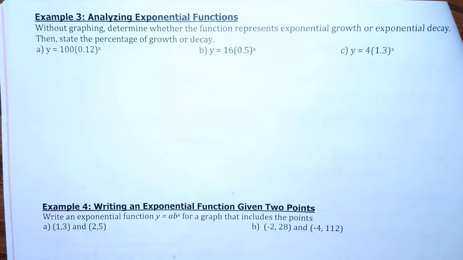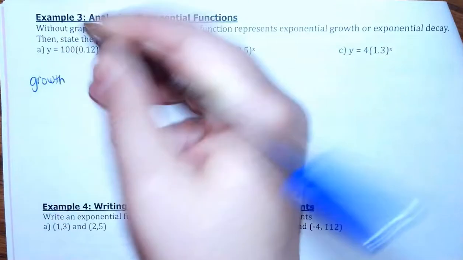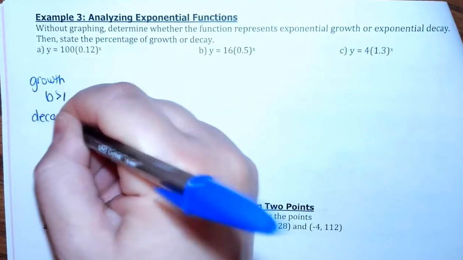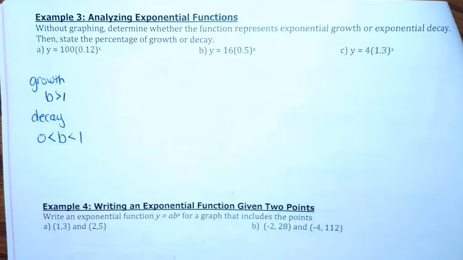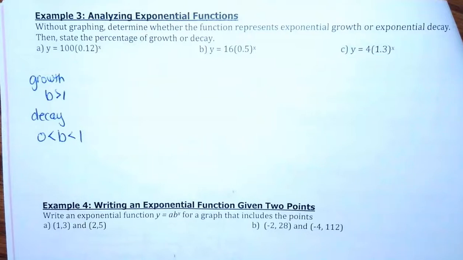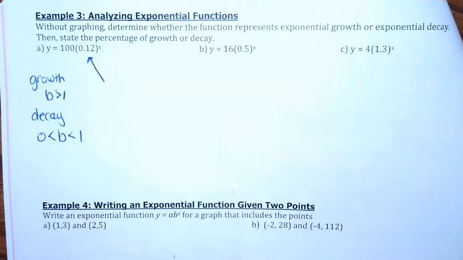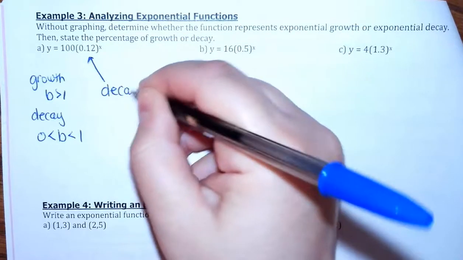So just to remind you, growth is going to be a B value that's greater than 1, and decay is going to be a B value that is between 0 and 1. So we're just going to look at that B value. So right here, this is 0.12. And so to me, that's going to fall into the decay category, obviously, because 0.12 is between 0 and 1.